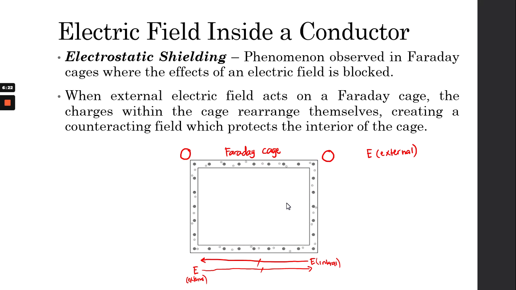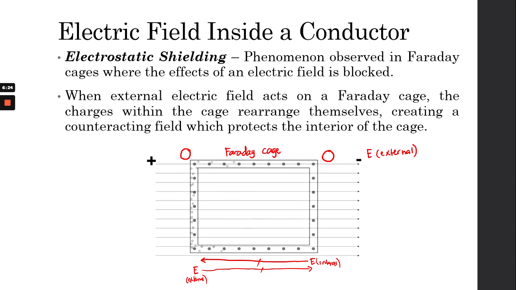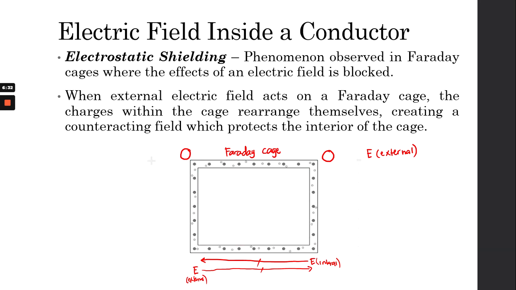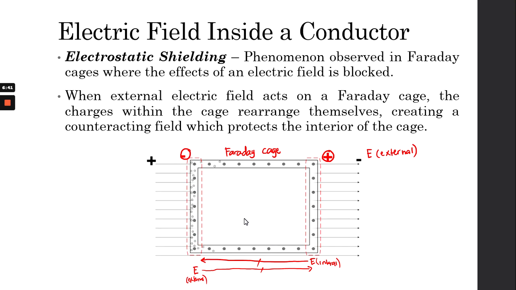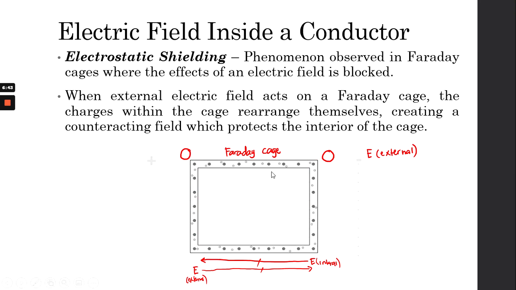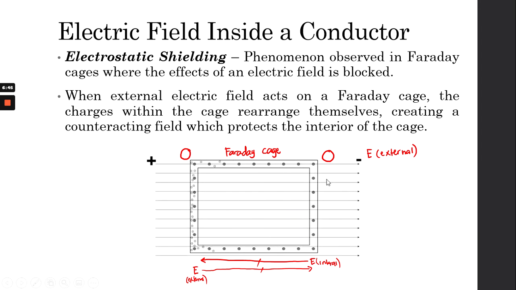When airplanes fly and there's a lightning strike, the lightning strike creates an electric field because it's a charge. So what happens is that the charges on the plane are rearranged in such a way that inside the airplane it basically becomes neutral. So that's what we call electrostatic shielding.